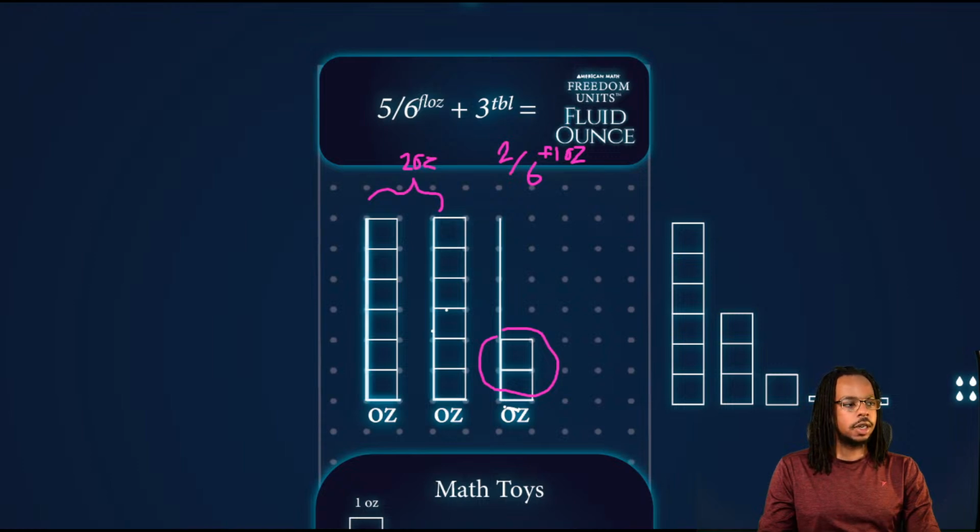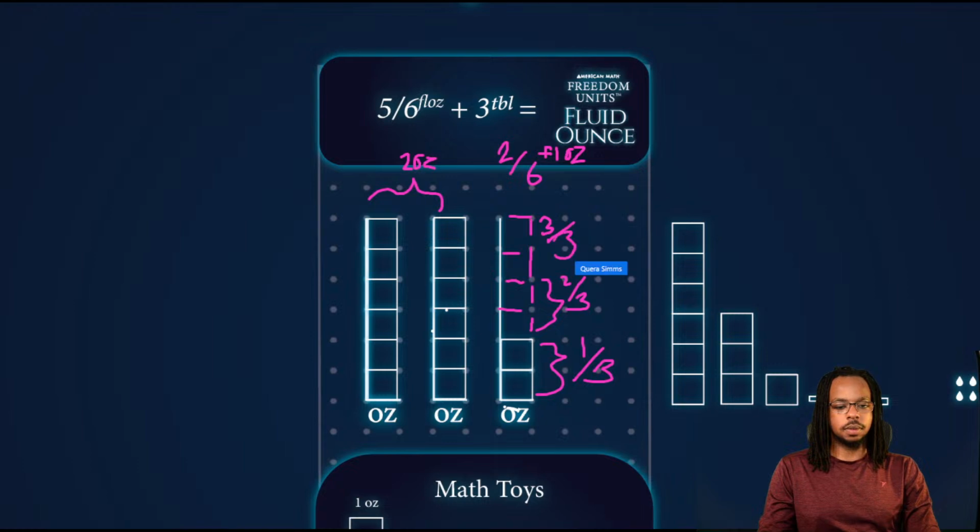Can you annotate out those shadow groups? All right, I got shadow groups. So this would be 1/3. Now these shadow groups, this would be 2/3 right here. And then this one would be 3/3, or just a full ounce right there. So we change this to 1/3. All right. So it'll be 2 ounces and 1/3 of a fluid ounce.